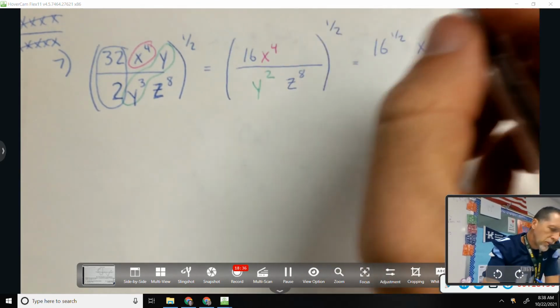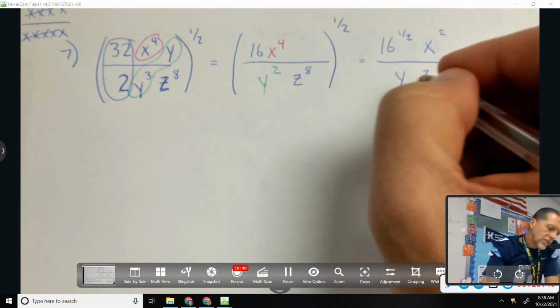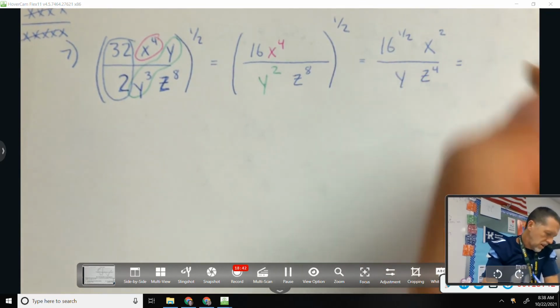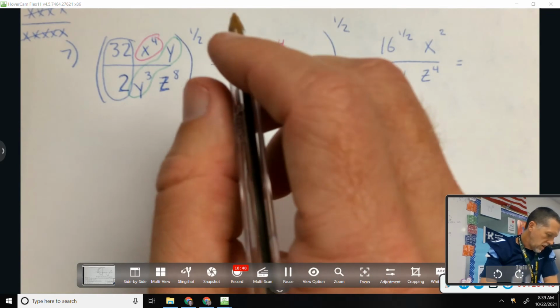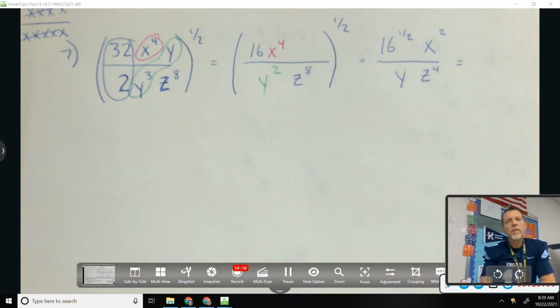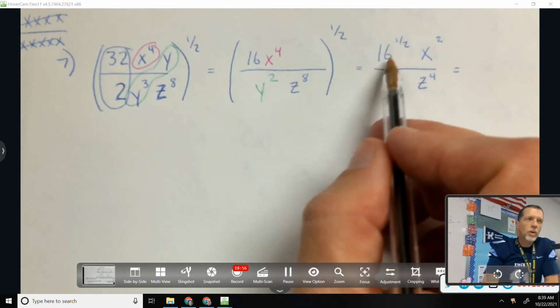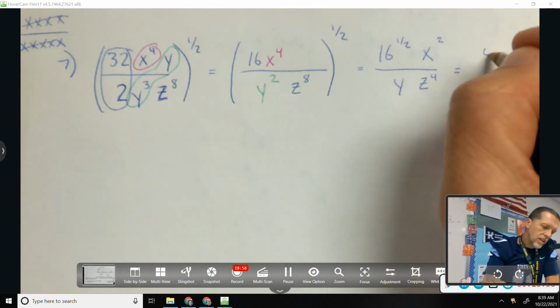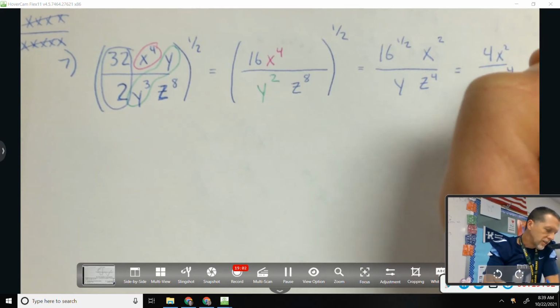So power to a power, we multiply, so the x's and y's and z's are easy. But what's the... oh, whoops. Oh, we're good. What's 16 to the 1/2? That's 4, because that's the square root of 16. So 4x squared over yz to the 4th.